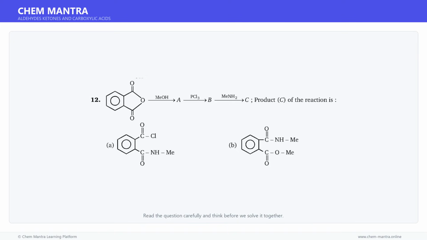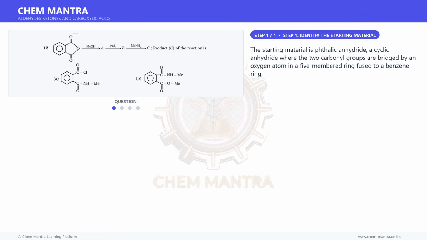Here is a question. Read it carefully and think about the answer. Let us solve it step by step. Let us begin solving this step by step. The starting material is phthalic anhydride, a cyclic anhydride where the two carbonyl groups are bridged by an oxygen atom in a 5-membered ring fused to a benzene ring.